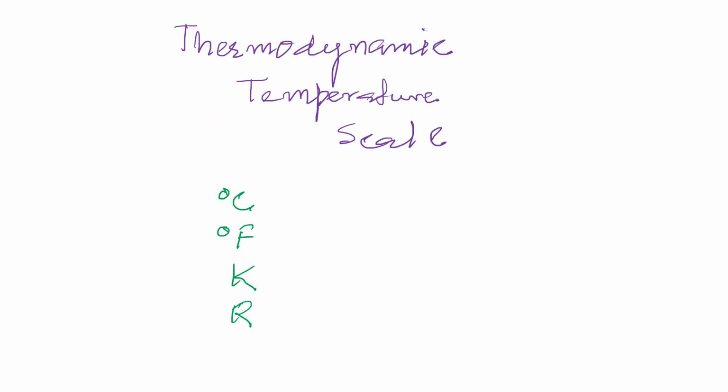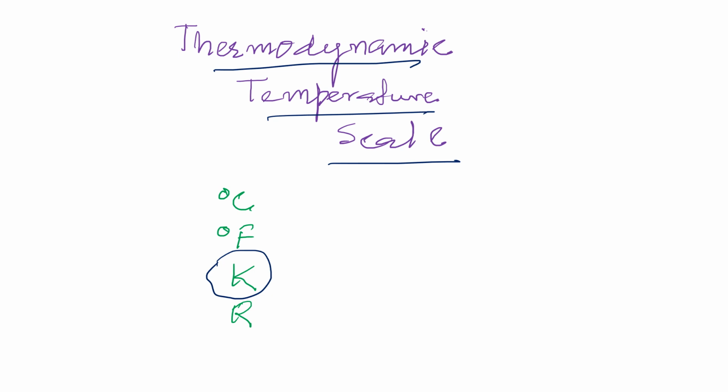Out of these four scales, the thermodynamic temperature scale is the Kelvin scale. And in thermodynamics, we don't use degree Fahrenheit and Rankine. We use the Kelvin scale. Rankine can be used, but degree Fahrenheit is not a thermodynamic temperature scale. Rankine is also a thermodynamic temperature scale, but we use it in the English system.